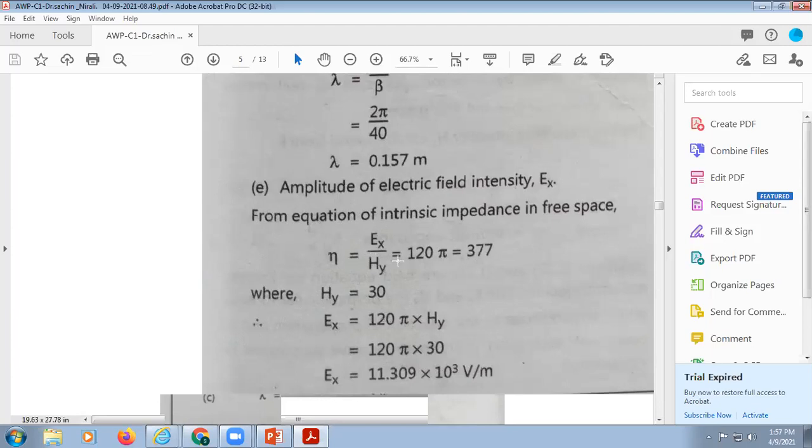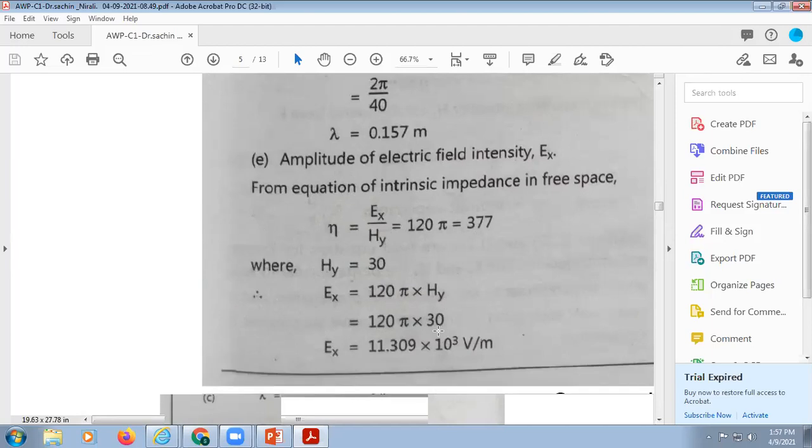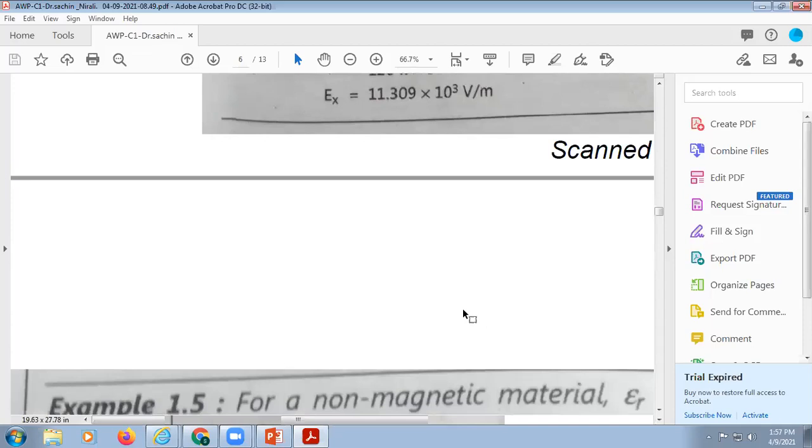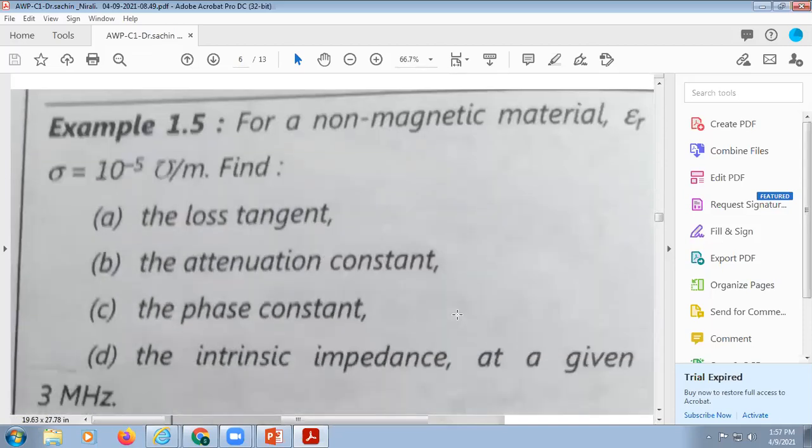So what are we doing exactly here? The unknown parameter is nothing but my Ex. So what is my eta? Eta is nothing but 125, and what is my Hy? That is nothing but again the 30, so 125 into 30. If you multiply these two, you will get 11.30 into 10 raised to power 3 volt per meter. Likewise, let us go for the next numerical, number 5.